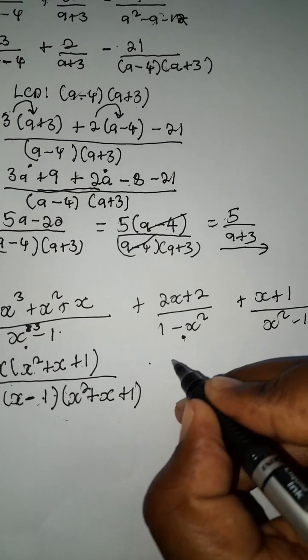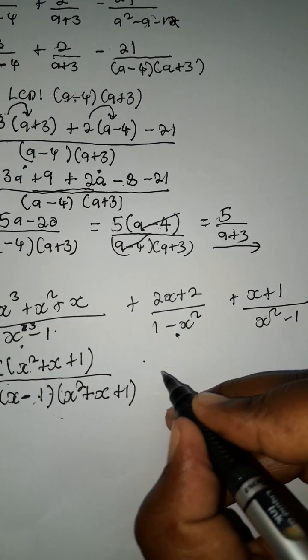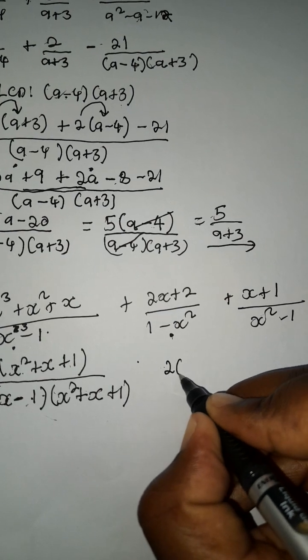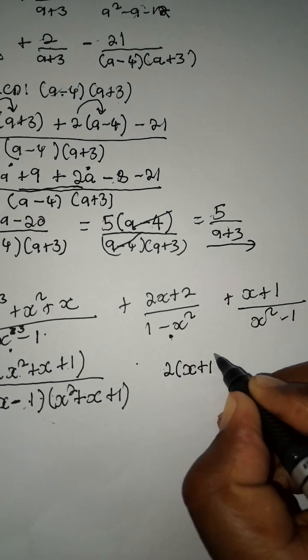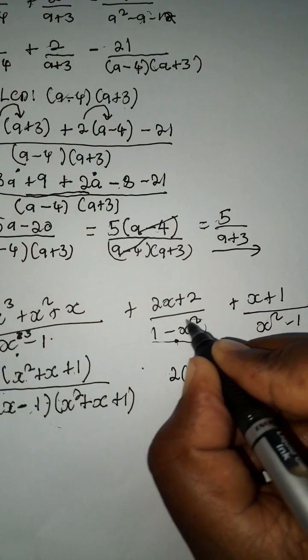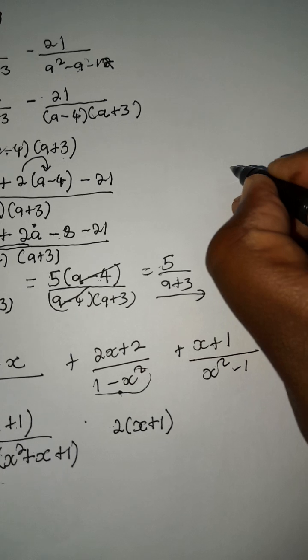Let's go to the second fraction. In the second fraction, we have 2x plus 2. We can see that 2 is the highest common factor. Then you factor out. What are you left with? x here. To get to 2, you need 1. Right. So we are given a difference of 2 squares. Let me work this aside.